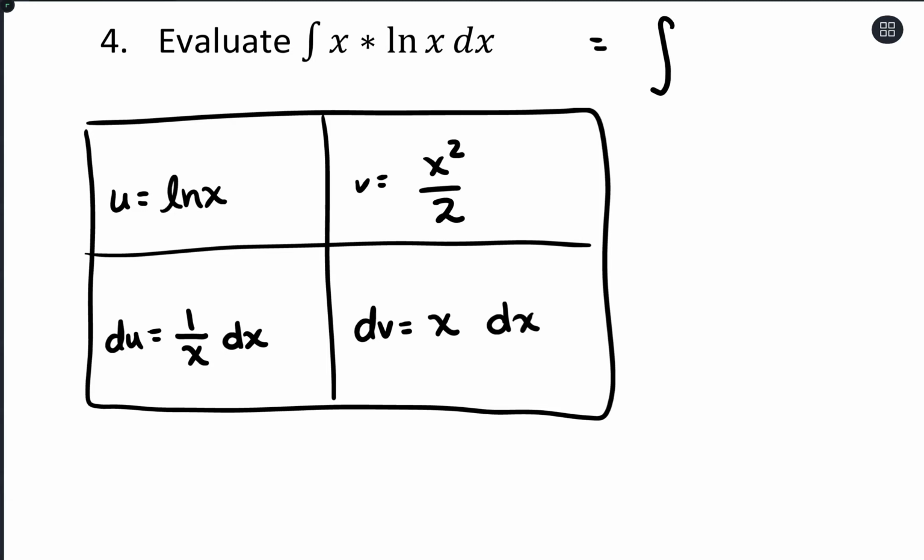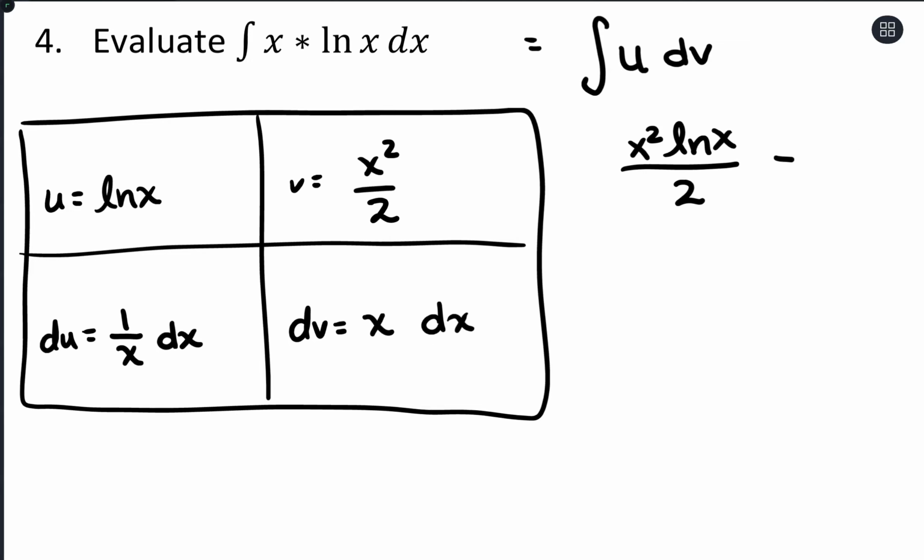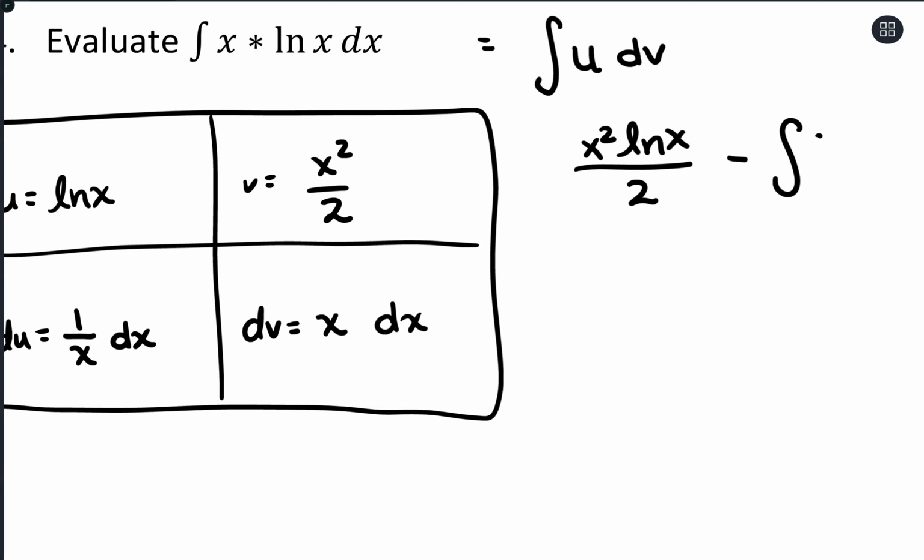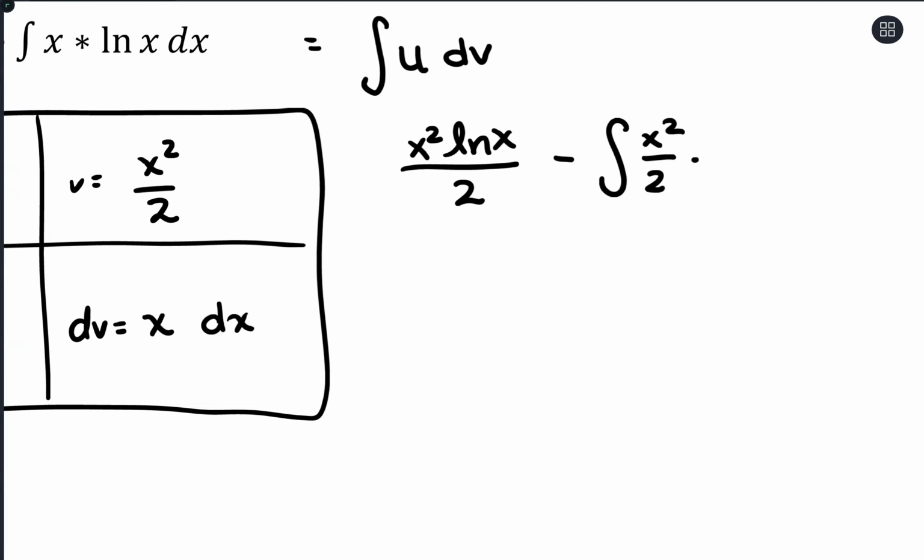All right, so if we're taking the antiderivative of this u dv, then what we'll have is u times v, so natural log x times x squared over 2. So let's go x squared natural log x all over 2 minus the antiderivative of x squared over 2 times, and then du is 1 over x dx.